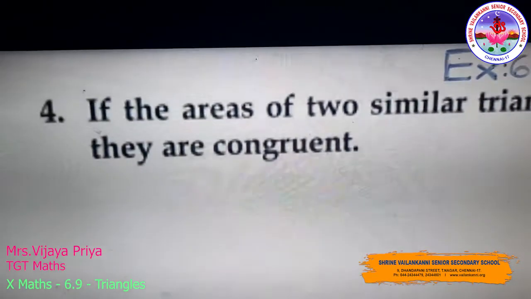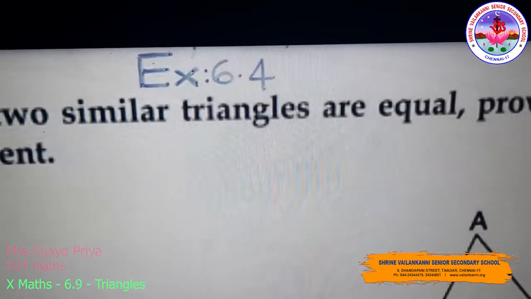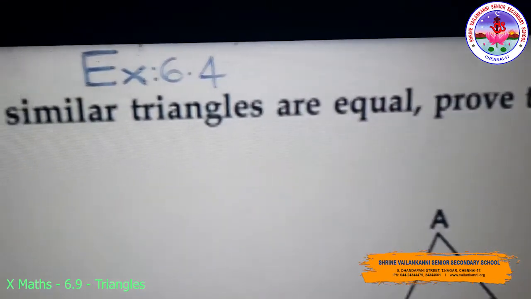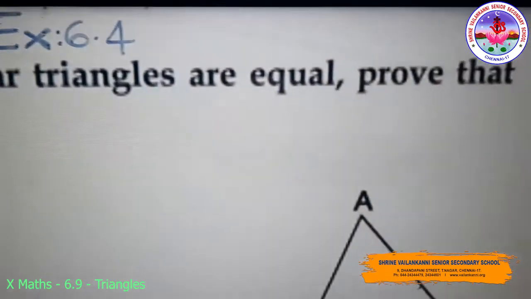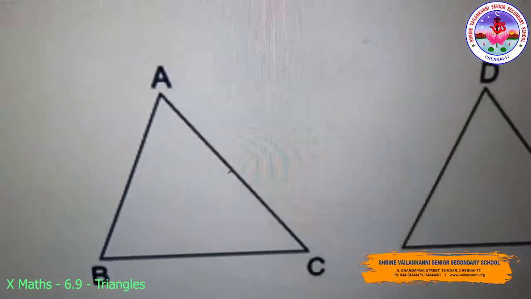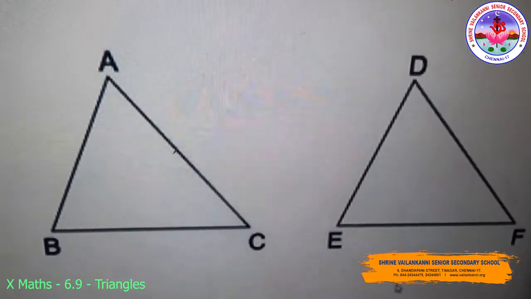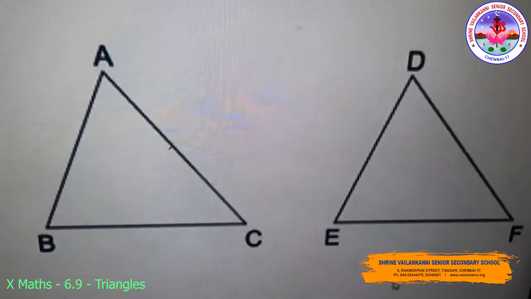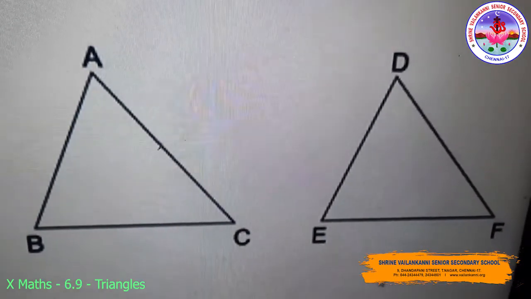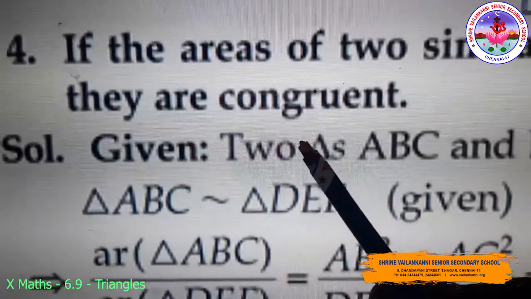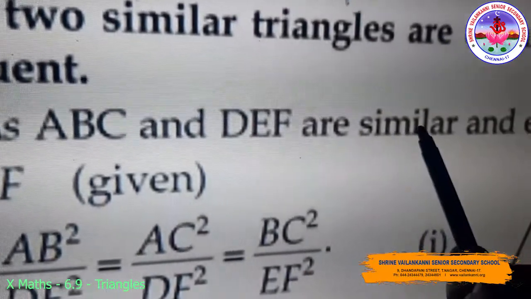The fourth problem: if the areas of two similar triangles are equal, prove that these two triangles are congruent. So we have triangle ABC and triangle DEF, and it is given that these two triangles are similar. We want to prove that these two triangles are congruent. Coming to the solution, it's given that two triangles ABC and DEF are similar.